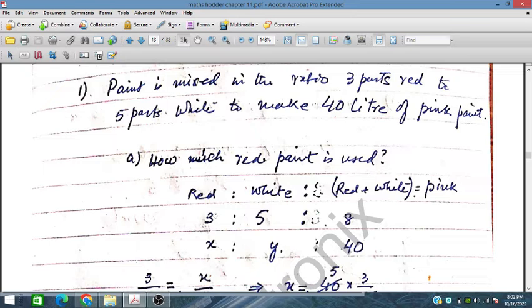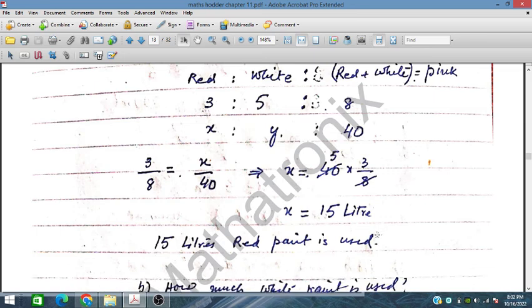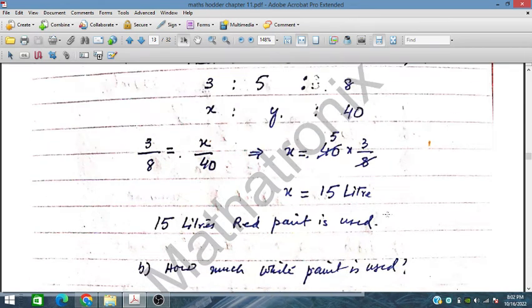So we have the ratio 3 to 8 and x to 40. 3 to 8 and x to 40. In this way x can be calculated as 15 liters. Now in the second part, how much white paint is used?